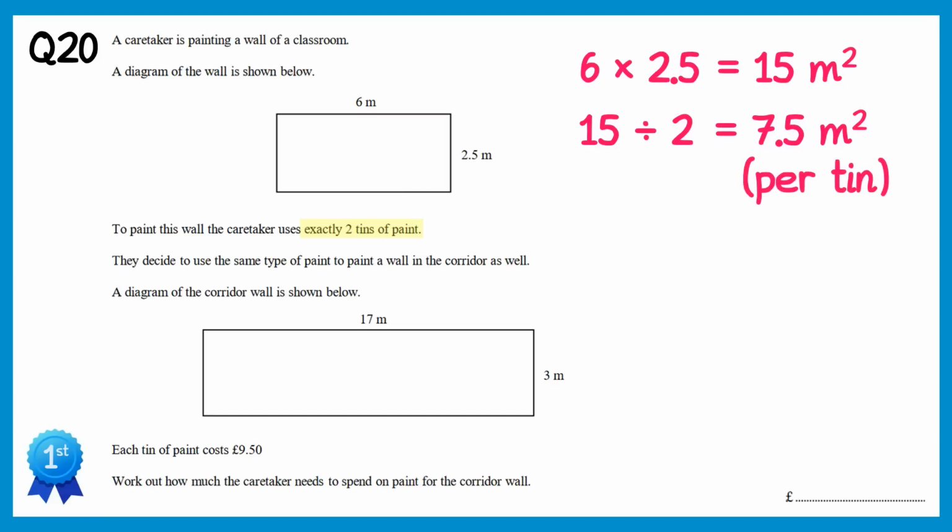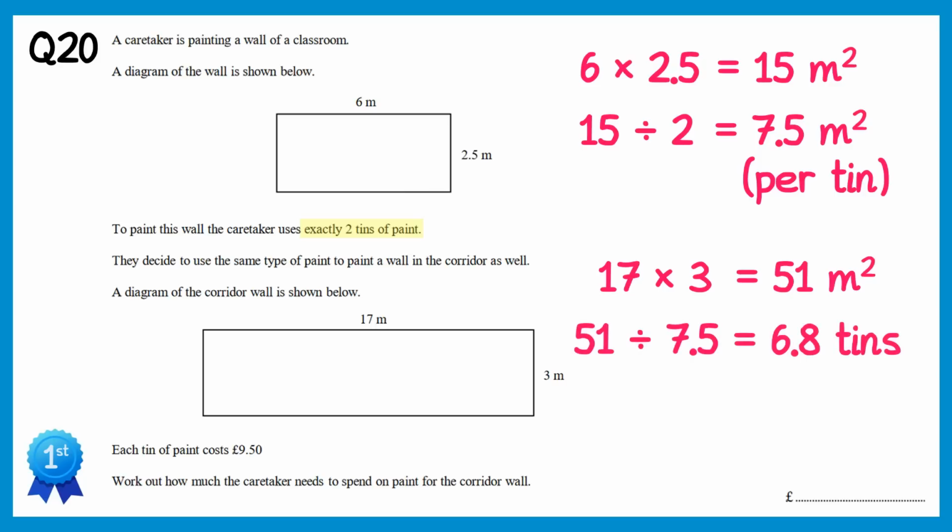Now we have to paint a much bigger wall. This wall is 17 by 3, so 17 times 3 is 51 square meters. We know that each tin will cover 7.5 square meters, so if we do 51 divided by 7.5, we find we need 6.8 tins. Now you can't buy 6.8 tins, you'd need to buy the next integer amount, so we'll need to buy 7 tins. The price of a tin is £9.50, so the caretaker needs to do 7 times £9.50, which gives you £66.50.